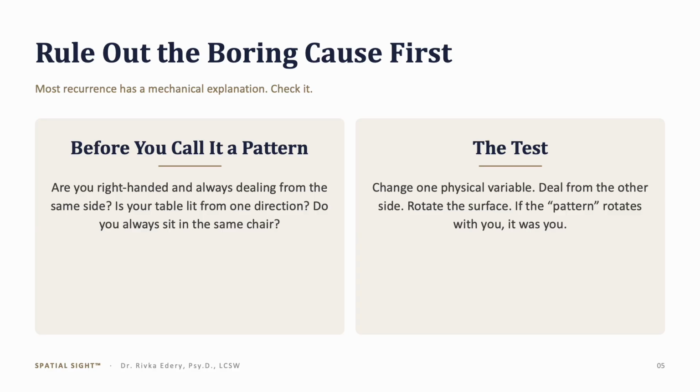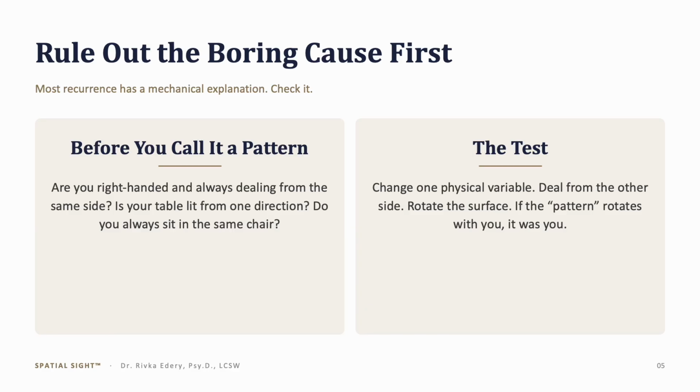Is your table lit from one direction so that you unconsciously place cards where you can see them best? Do you always sit in the same chair at the same edge so that near your body is always the same physical region of the same table? Any of those will generate a beautiful, stable, highly consistent recurrence across 30 days. It will look exactly like a finding, and it will be a fact about your furniture.